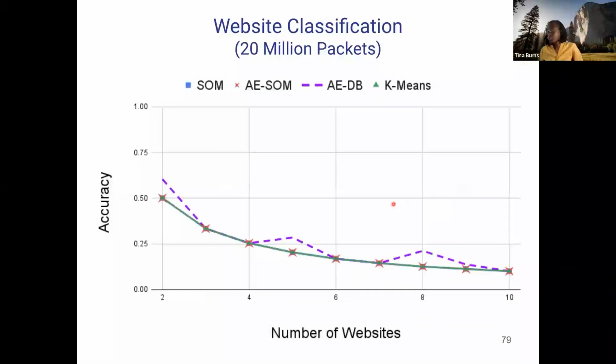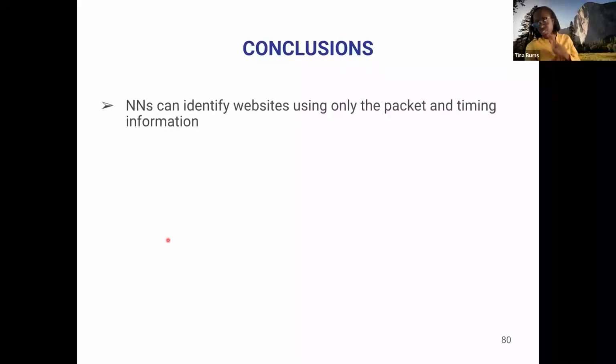When I look at 20 million packets, again, the DBSCAN is better, barely, than the other networks. But you'll see the networks under here aren't classifying at all. If I have two networks and I'm classifying with 50% accuracy, that basically means it's guessing, and the neural network really can't distinguish between what that particular information is.